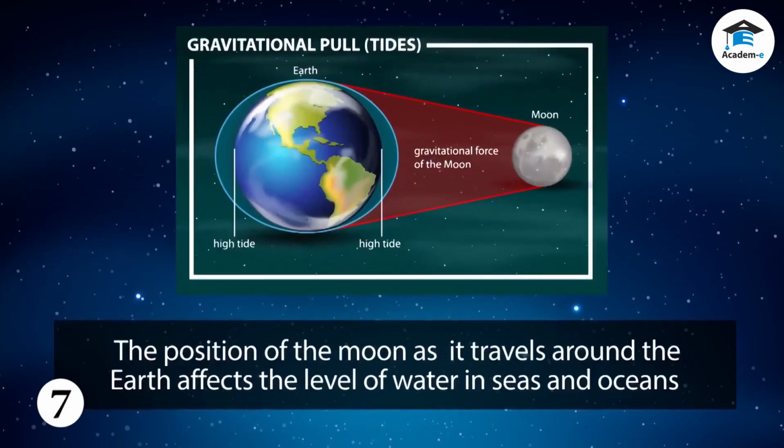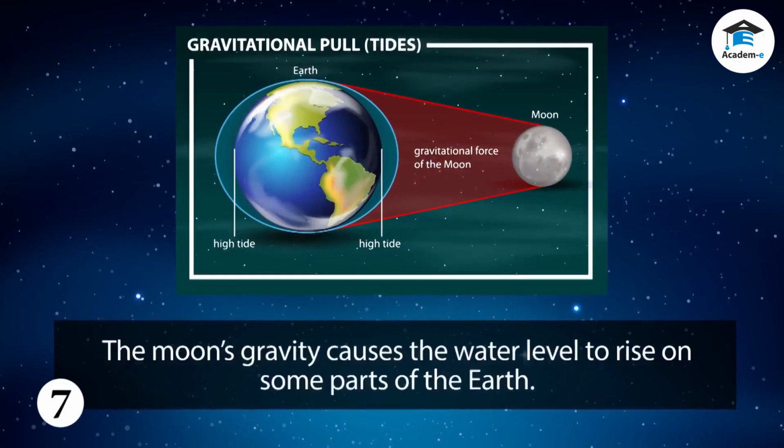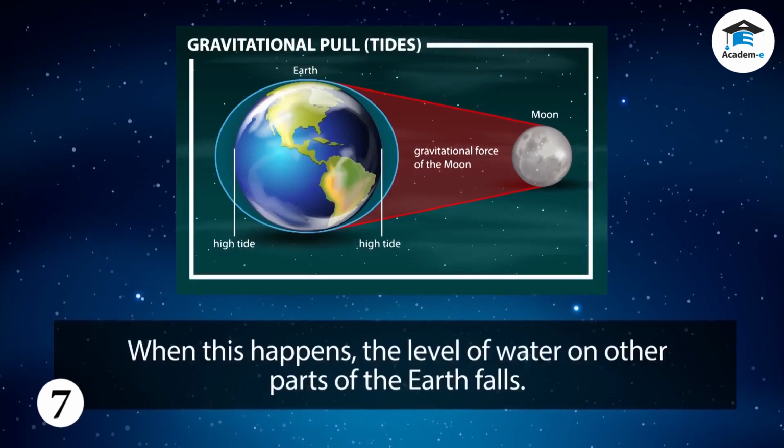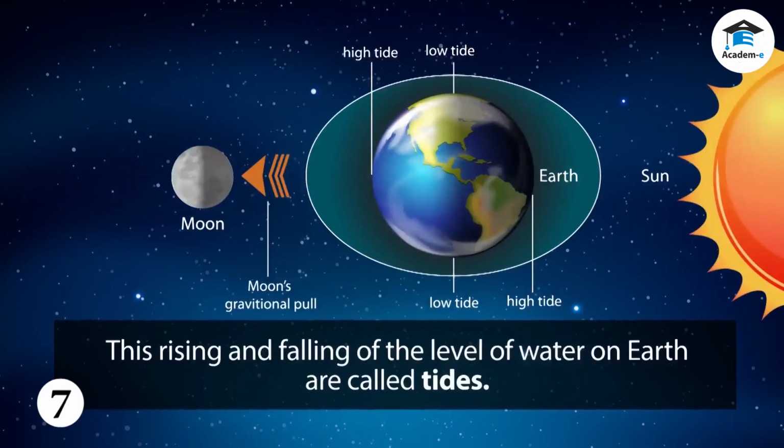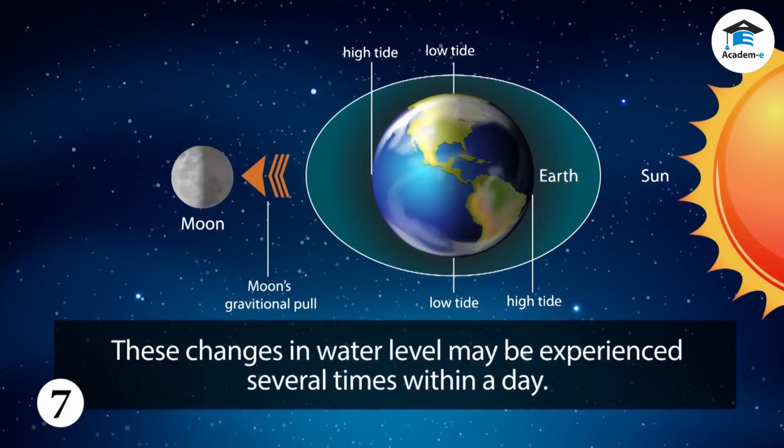The position of the moon, as it travels around Earth, affects the level of water in seas and oceans. The moon's gravity causes the water level to rise on some parts of the Earth. When this happens, the level of water on other parts of the Earth falls. The rising and falling of the level of water on Earth are called tides. These changes in water level may be experienced several times within a day.